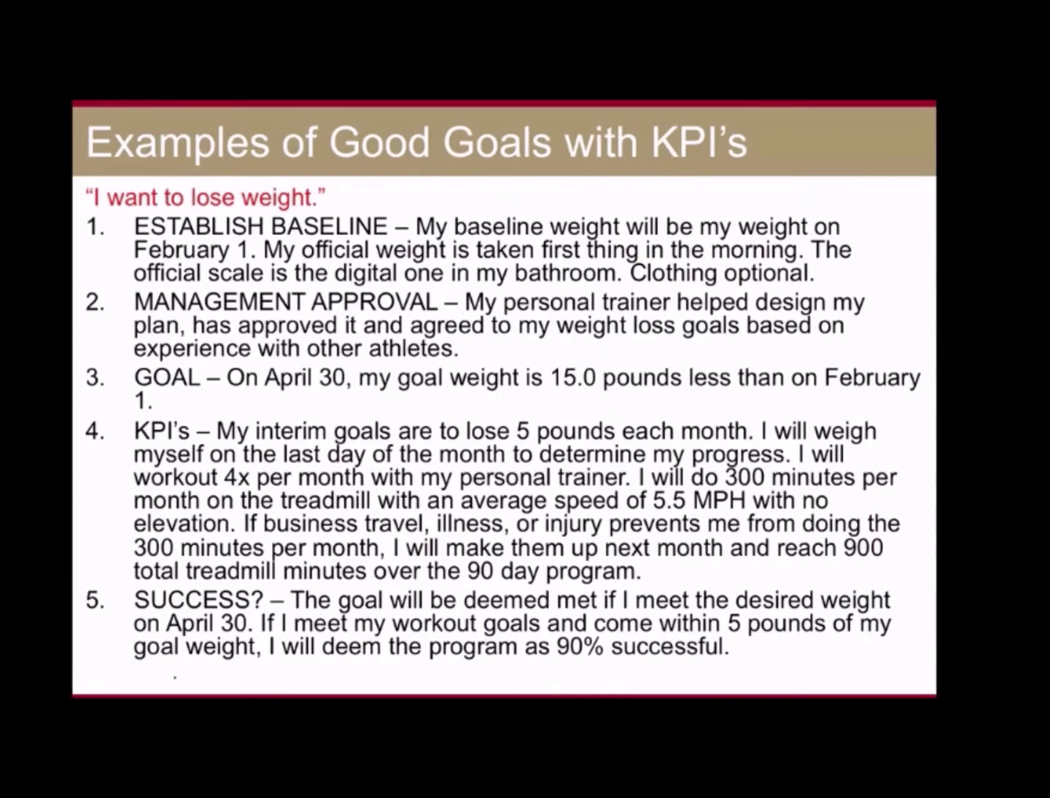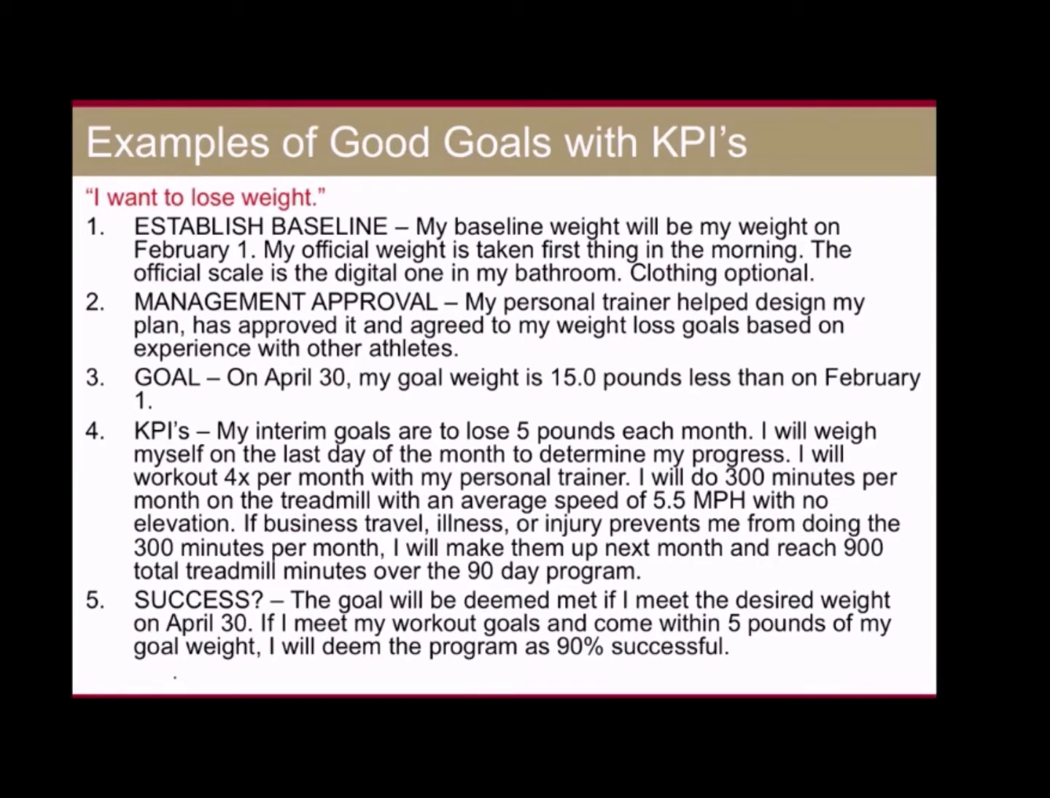You're going to set KPIs, so you'll have interim goals along the way. You don't want to get to April 29th and you've only lost 2 pounds. You're not going to hit that 15-pound weight loss overnight. By checking your weight as you go through the 3-month period, you're going to be able to keep on track and get to that ultimate goal on April 30th. If your interim goals are to lose 5 pounds each month, you're going to weigh yourself on the last day of the month, always in the morning and always on that same scale.